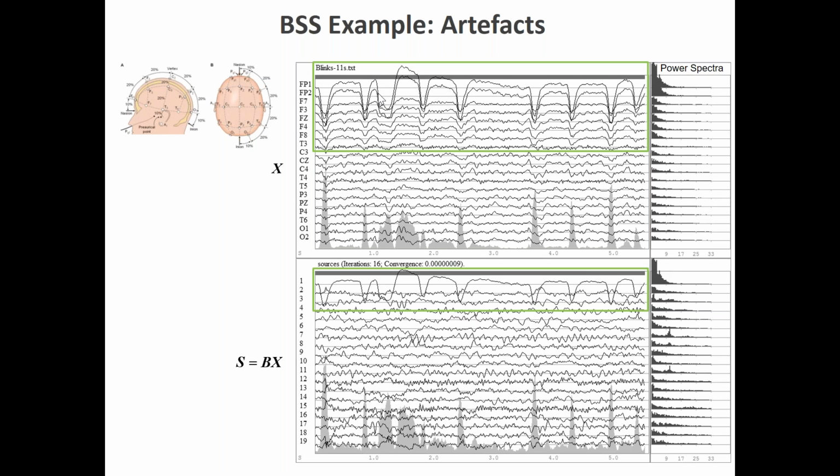So those are artifacts. If you now decompose the signal by blind source separation, so you estimate the sources applying a matrix B, then you obtain something like this. So those are the ingredients of our EEG, basically. Those are the dipoles in the brain, I mean the activity of the dipoles in the brain that are mixed together to give us the EEG recording. So here the mixing is very clear.